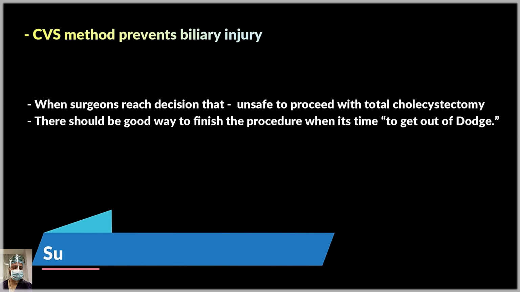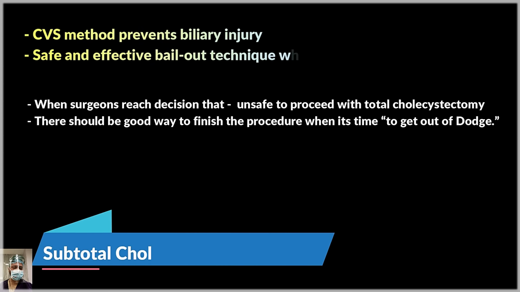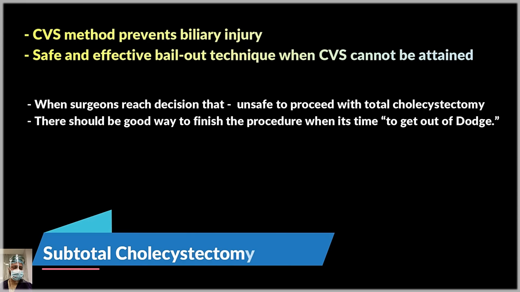There are chances where we can achieve the critical view of safety, as we have discussed at length in all the previous videos. That critical view of safety, the CVS, is the gold standard method to prevent biliary injury. But there should be some safe and effective bailout technique when we cannot achieve the critical view of safety, like when things are too inflamed or when the Calot is frozen. When a surgeon decides that it is unsafe to proceed with total cholecystectomy, there should be one good way out, and subtotal cholecystectomy is the answer.